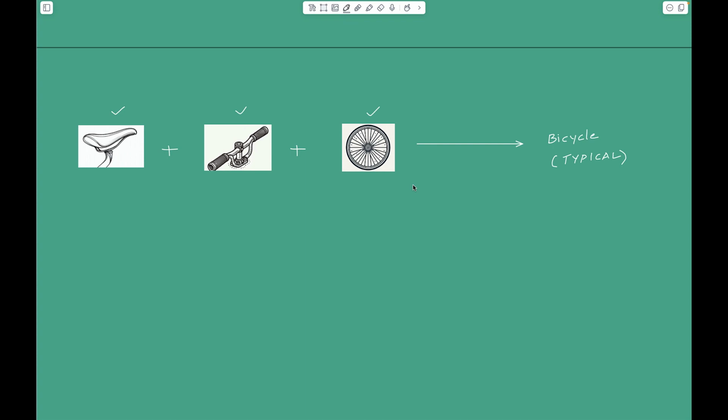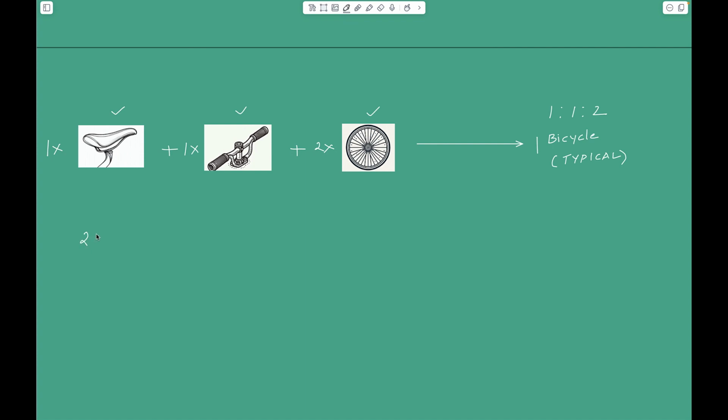And imagine that we have a sufficient number of other components like pedals, chains, etc. to assemble the bicycles. And we all know that each bicycle has one saddle or seat, one handlebar and two wheels. So, to make one bicycle, you need one saddle, one handlebar and two wheels. Or in other words, in each bicycle, these three components are present in the ratio of 1 to 1 to 2.